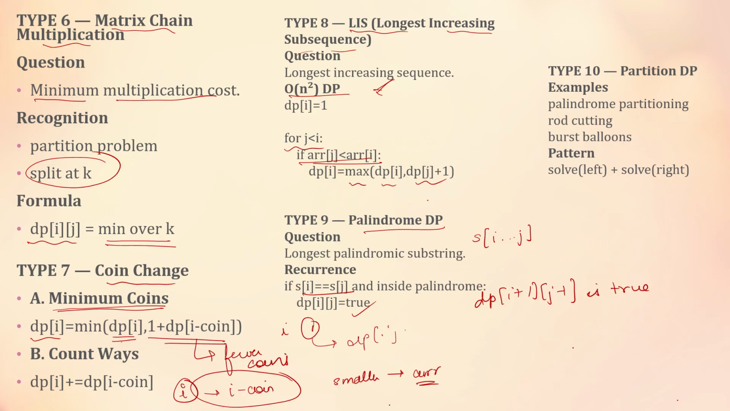Then type 10 is your partition. In partition, like rod cutting and burst balloons, you solve your left part and right part. This we have done in a concept known as divide and conquer.